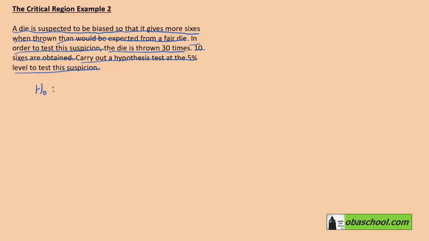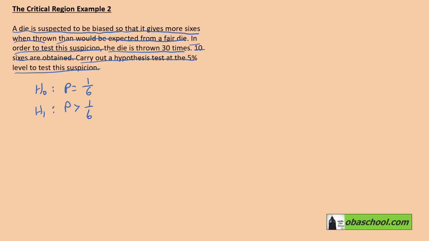Well, our null hypothesis would be that the die is fair. The alternative hypothesis, in this case, is that the probability is more than 1/6 because we're expecting more sixes than we would get from a fair die.